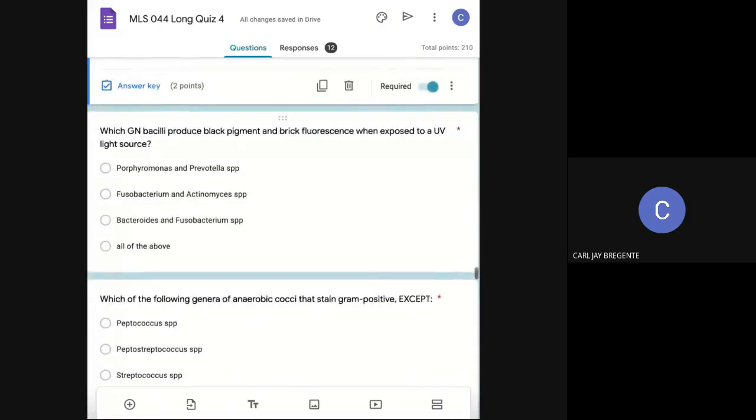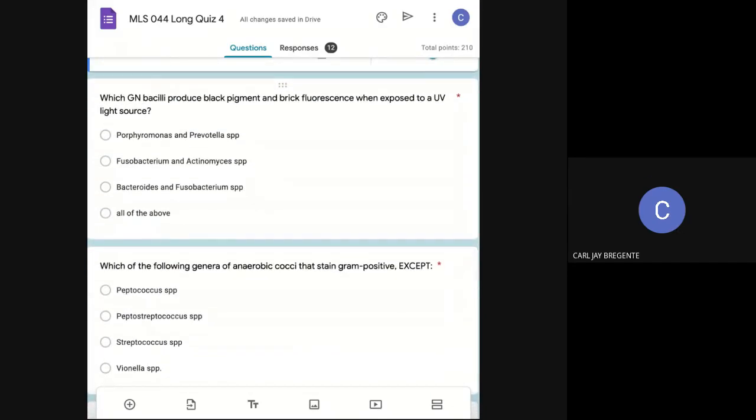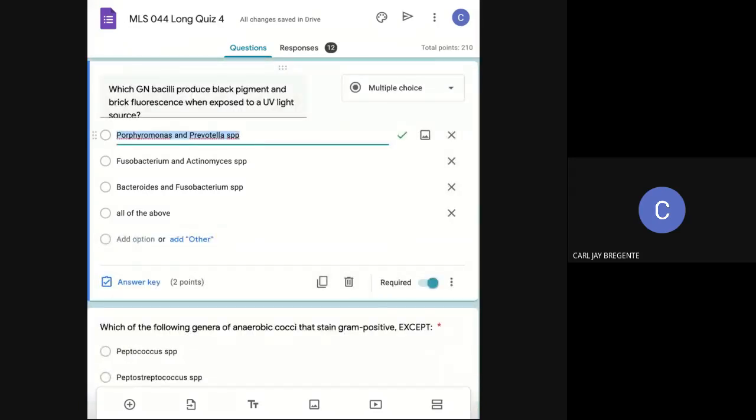Which gram-negative bacilli produce black pigment and brick red fluorescence when exposed to a UV light source? That is Porphyromonas and Prevotella species. Among the choices, only Porphyromonas or Prevotella species produce pigment. Fusobacterium, Actinomyces, and Bacteroides have no pigment.